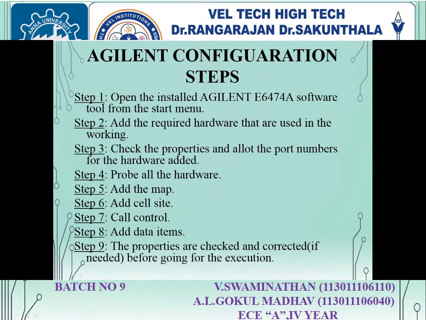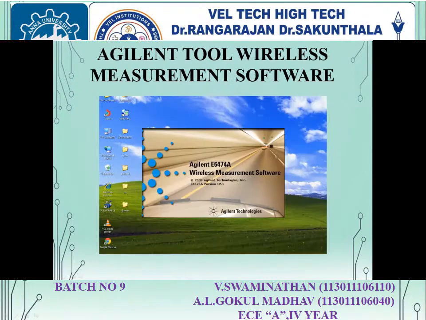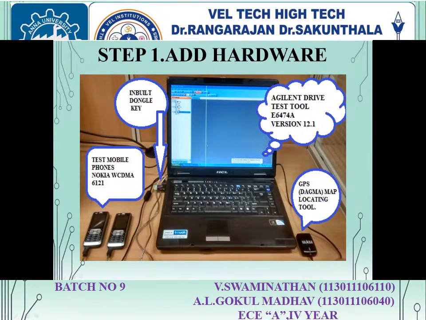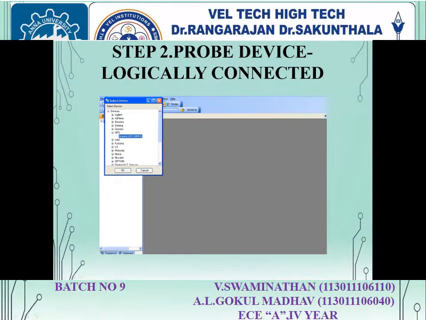These are the configuration steps. First, we have to install the software. Next, we have to add hardware. After adding, we have to do the logical connectivity. Later comes adding of maps, adding of cell sites, call process, adding of data items, and finally analyzing. First, we add hardware parts like test mobiles, inbuilt dongle key, AGILENT software installation, and GPS. Next, after the hardware is added, you have to connect it logically. Logical means we have to add those things inside the software.